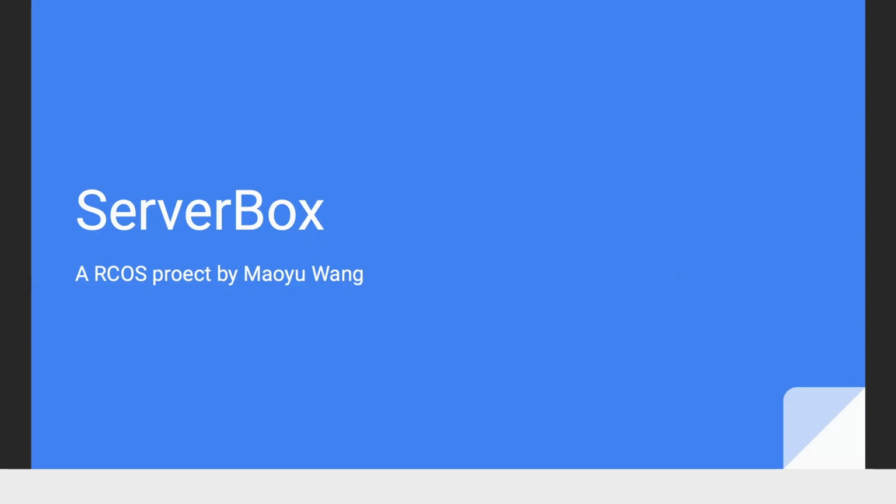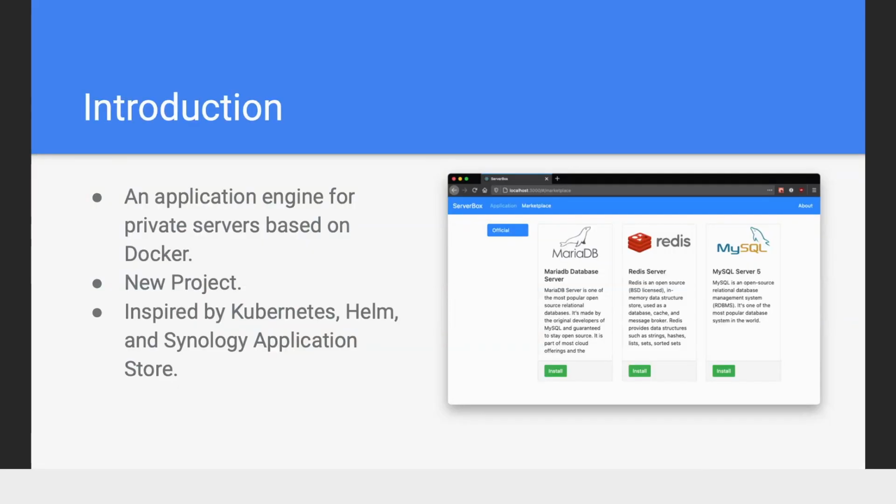So hi everyone. This is the project Server Box, and I do this project alone this semester. This is a new project starting this semester. It's an application engine for private servers, and it's based on Docker. I developed this project because I got inspired by Kubernetes, Helm, and the Synology application store. Those are the ways I get my ideas.